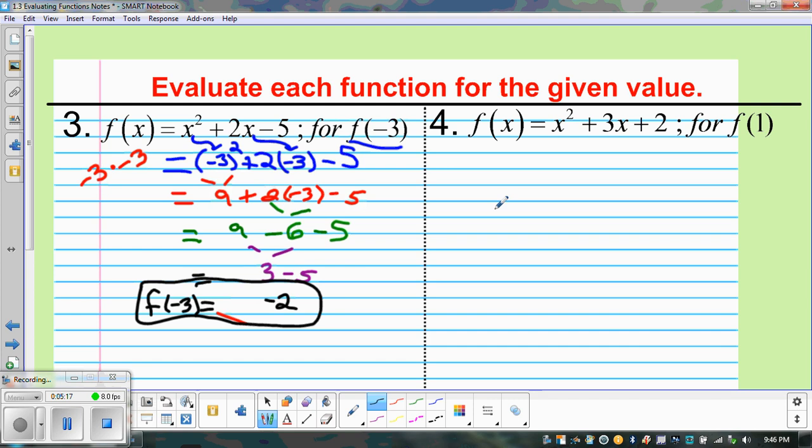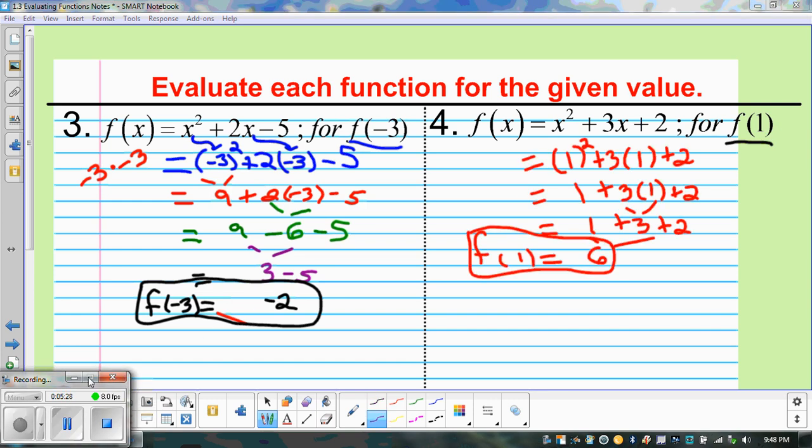When you're ready, come over here and try and do the same problem, but sub in 1 for your x. When you're done, unpause the video and check yourself. All right, so how did you do? When you came over here, did you sub in the 1 for the x here? And did you sub in the 1 for the x here?